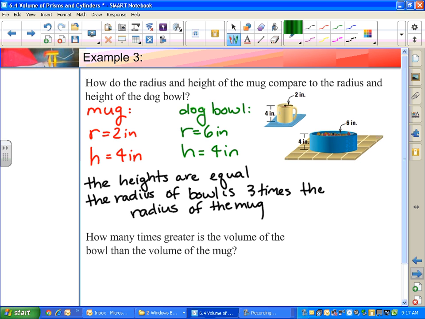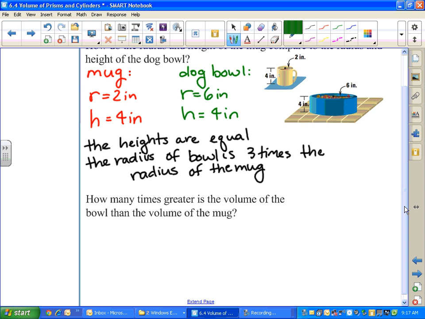So let's see what that does to the volume. You might make a conjecture here. How do you think the volume of the bowl is going to compare to the volume of the mug? The radius of that bowl is 3 times bigger, and the heights are the same. So one conjecture might be that the volume is 3 times bigger. So let's see what happens there.